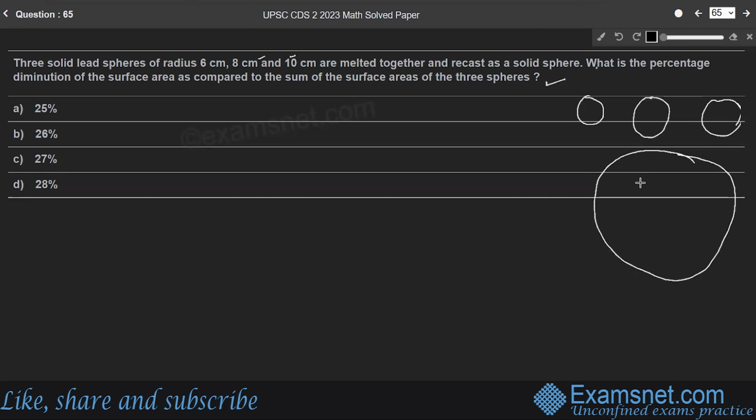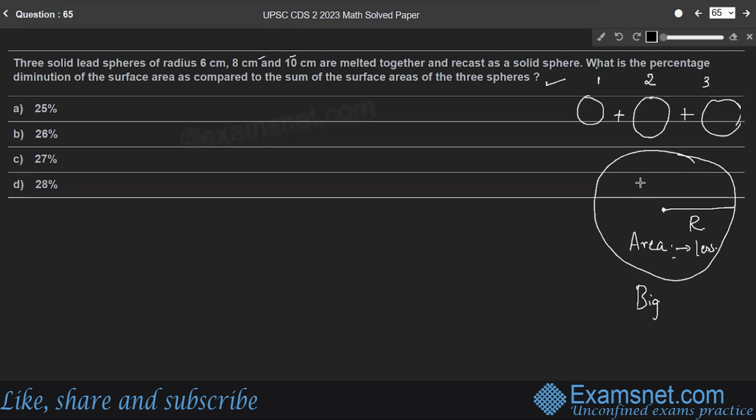When these three spheres are melted to form a big sphere, this big sphere will have some radius. Using this radius, we have to find the area of the big sphere. What is the percentage diminution in the surface area compared to the sum of the surface areas of the given three spheres? Compared to the sum of the surface areas, the surface area of the big sphere will be less. What is the percentage less in the area of the big sphere? That's what we need to find.